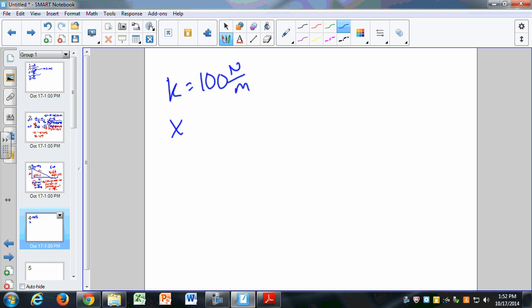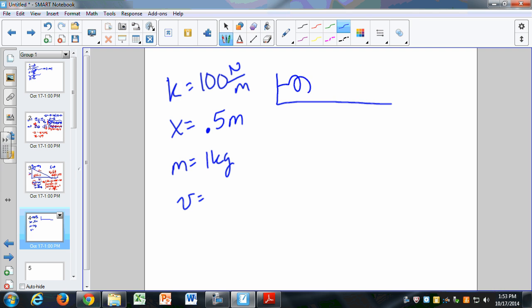Let's say that I stretch my spring by a certain amount, and we'll say that I stretch it by 50 centimeters, or 0.5 meters. I have a mass on it that is 1 kilogram, and I want to know just how fast does it go. So it would look something like this. I have this spring, I have this mass of 1 kilogram. This is its equilibrium position, and I stretch it back to x equals 0.5 meters. It's actually negative 0.5 meters in this diagram, but it doesn't matter because you square that, so that negative goes away.